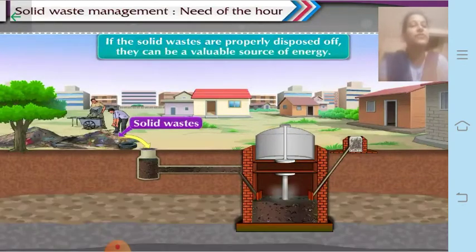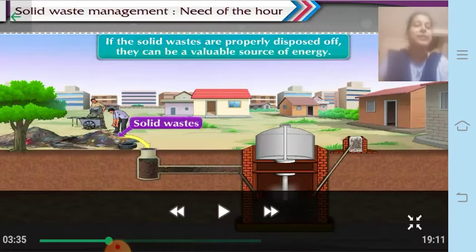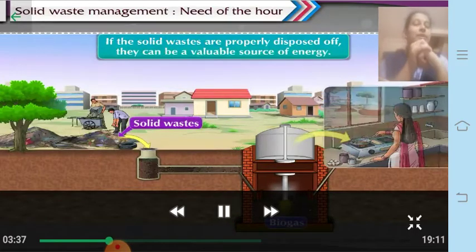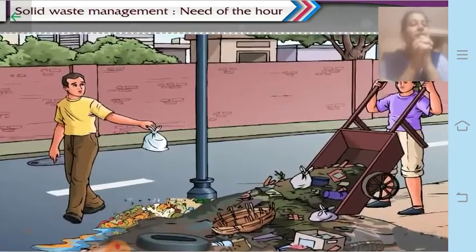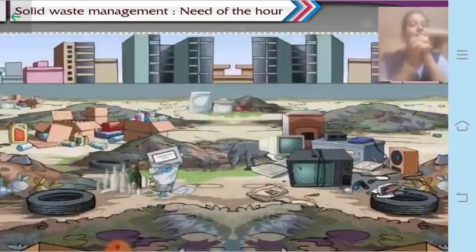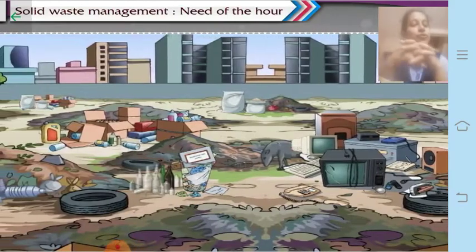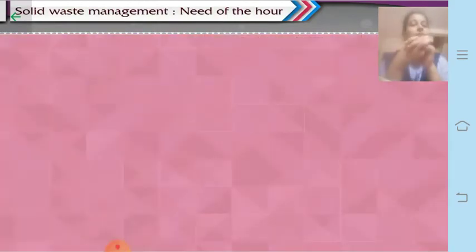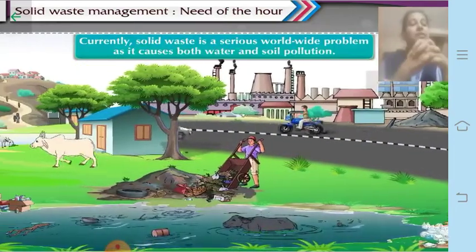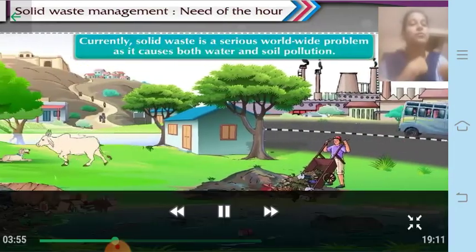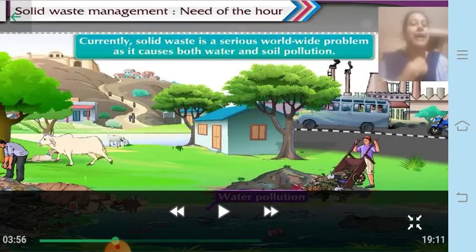Now if the solid waste is properly disposed of, it can be a valuable source of energy. You can see how it can be a valuable source here. You can generate a lot of fuel through biogas, whereas if it is not disposed of properly, then it can lead to pollution of the air, water and soil as well. So currently solid waste is a serious worldwide problem as it causes both water and soil pollution.